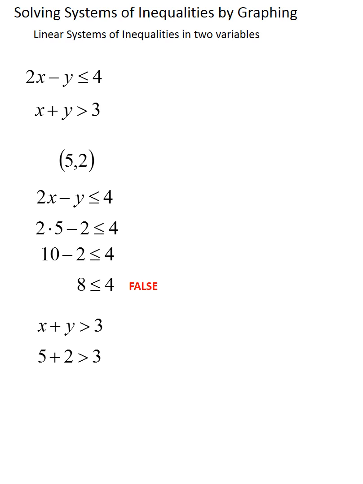However, plugging 5, 2 into the second inequality in the system leads to a true statement. This raises the question, is this system of inequalities true at the point 5, 2? And it turns out we don't consider it true because we're not looking for points that make one of the inequalities true. We're looking specifically for points that make both of them true.